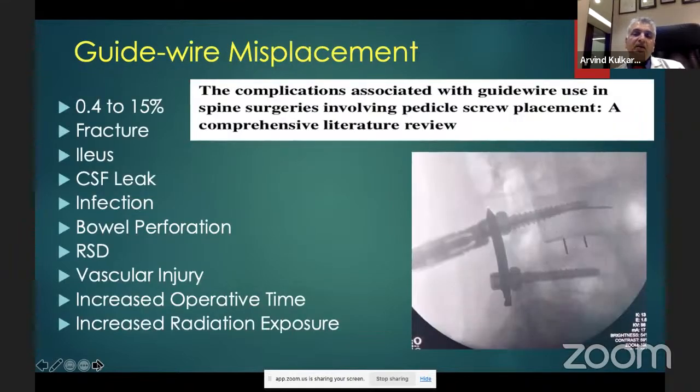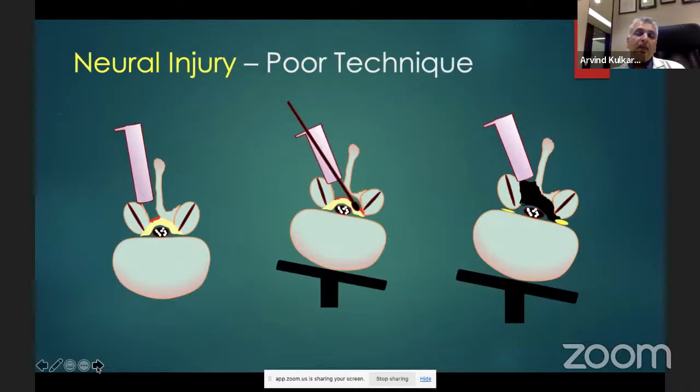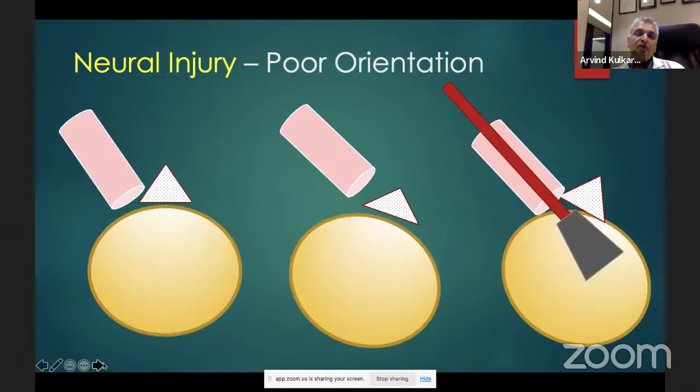There are many other issues with the guide wire. They can fracture, they can cause ileus, they can cause infection, they can perforate the bowel if they go into the retroperitoneum, they can cause RSD, they can cause vascular injuries. Once the guide wire is in the wrong place, it increases the operative time and the radiation exposure. So finish all your bony work as shown here before you work on the soft tissues to avoid nerve injuries.